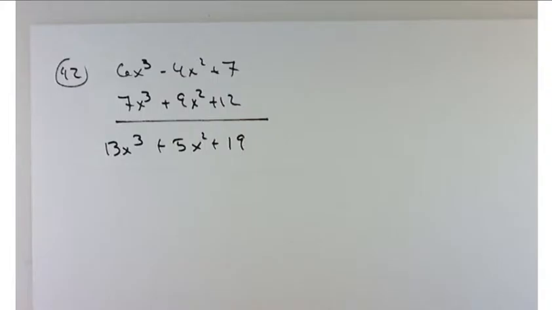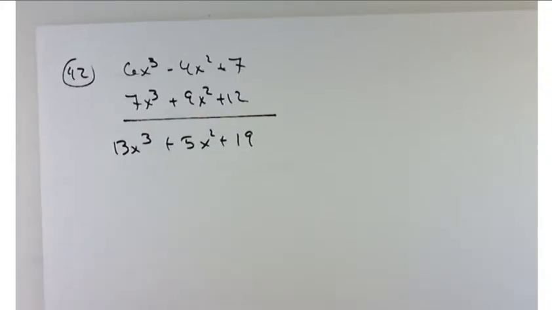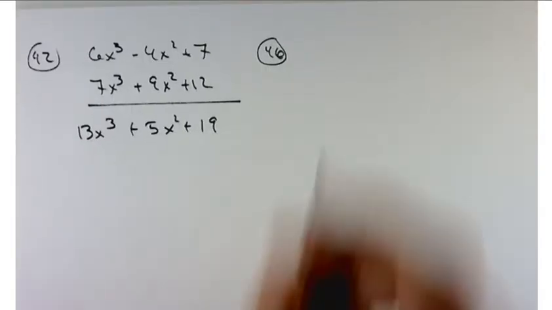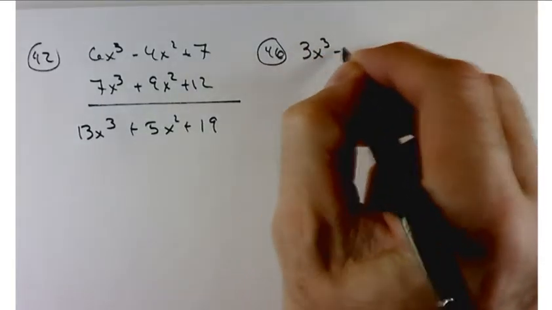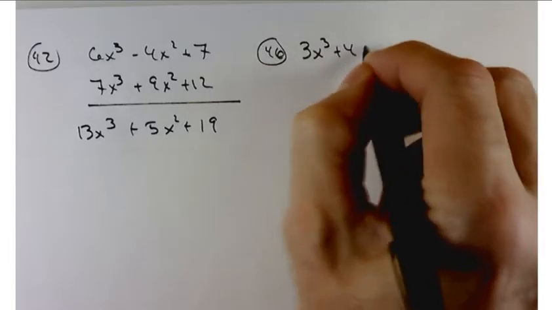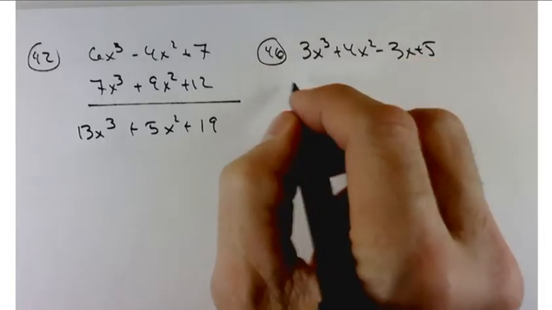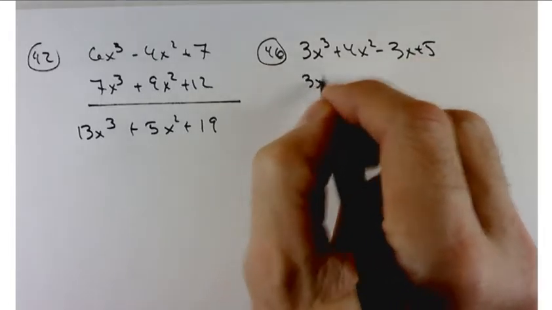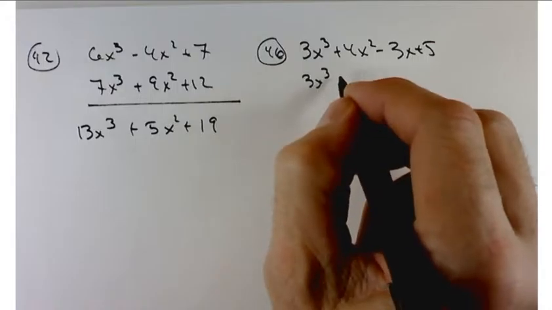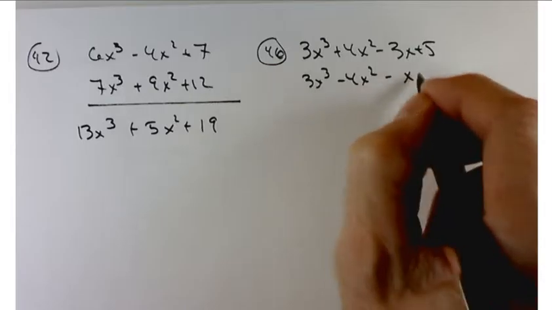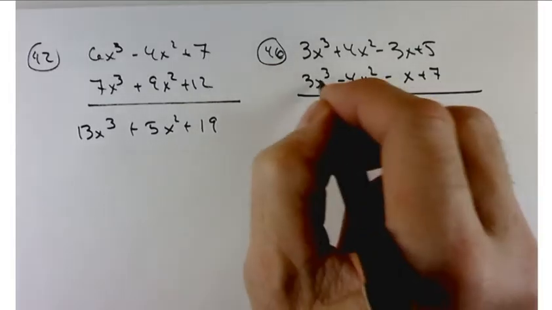Wow. Hey. That was easy. Yes. Good deal. Let's try problem number 46 now. You try problem 46. 3x cubed plus 4x squared minus 3x plus 5. We're going to add that to 3x cubed minus 4x squared minus x plus 7.